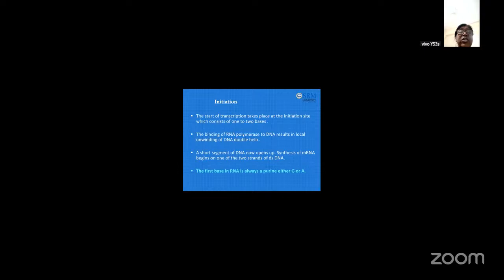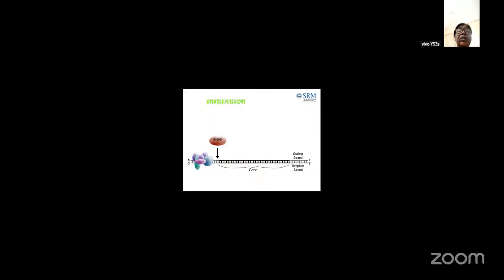The start of the transcription will take place at the initiation site, which consists of 1 to 2 bases. The binding of RNA polymerase to DNA will result in local unwinding of the DNA double helix. Then a short segment of DNA will open up. Synthesis of messenger RNA will begin on one of the 2 strands of the DNA. Then the first base in RNA is always a purine, either G or A. This is how the initiation will start.